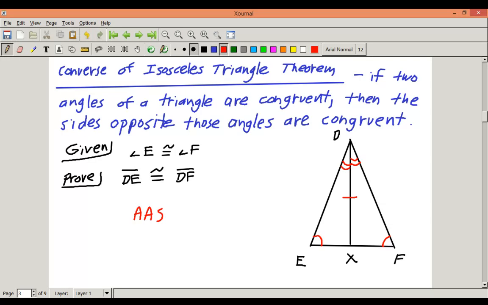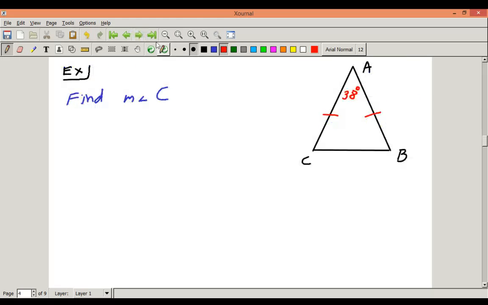So now if you took one triangle and put it on top of the other one, we would see that segment DE and segment DF coincide, that they correspond. They're going to fall on top of each other. And so we can say the segment DE is congruent to segment DF by corresponding parts of congruent triangles are congruent. Okay, so now we know both the isosceles triangle theorem and the converse of the isosceles triangle theorem are true. We proved them. Let's do a couple examples before we move on to the next two theorems.